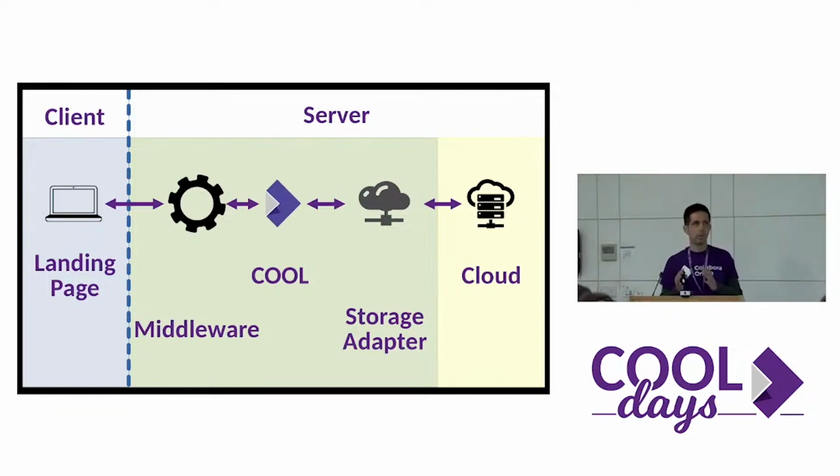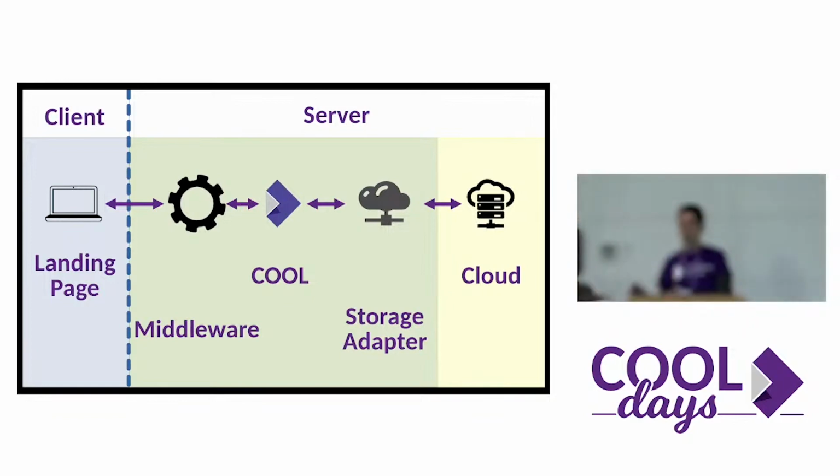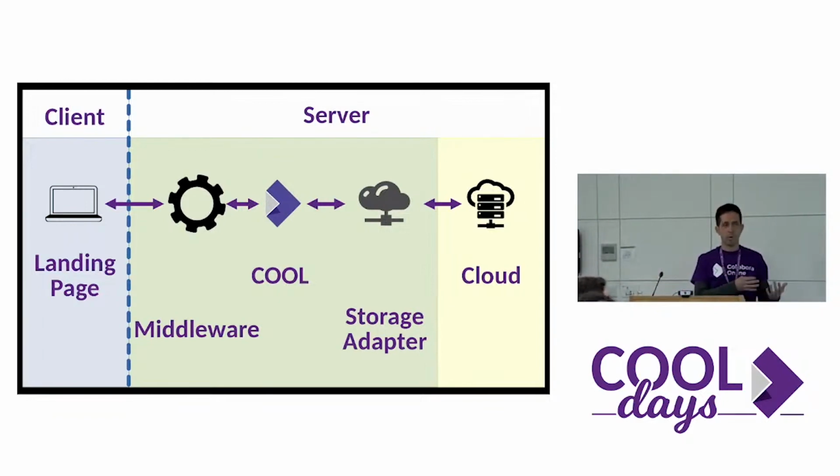The main one, of course, is Cool. And between Cool and the front end, we have some middleware that acts as a proxy and load balancer and also does some other kinds of things. On the other side, between Cool and the cloud storage, we have something we call the storage adapter. What it does is translate the requests between the WOPI protocol used by Cool and the API of our cloud, which doesn't speak WOPI. This is how the pieces are tied together.